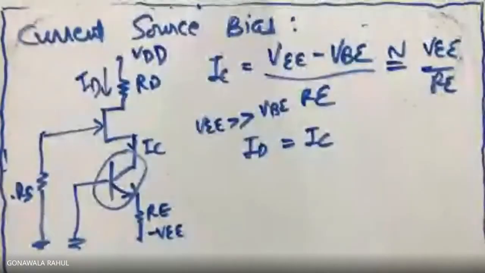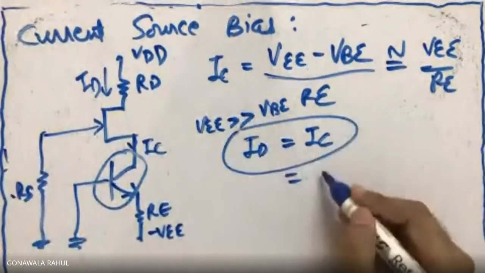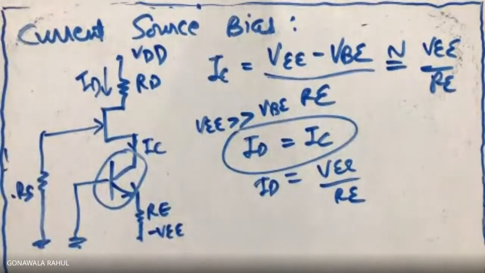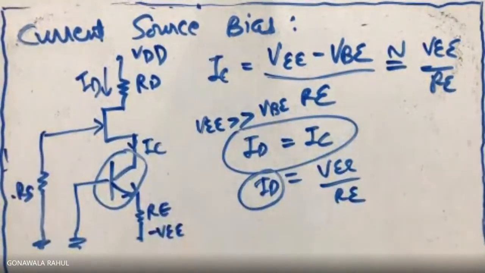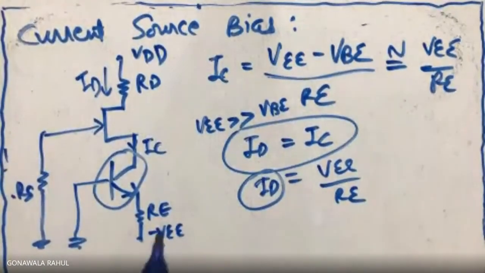ID is equal to IC, and as we know IC we have already derived. So now let's consider ID is equal to IC, so that will be VEE upon RE. So that will be ID. Okay, so the current source bias provides biasing with respect to VEE and RE. So biasing has been achieved here with the help of current source bias. Okay, we have used here a current controlled device, that is the BJT, and hence we have achieved biasing. So this was current source biasing.